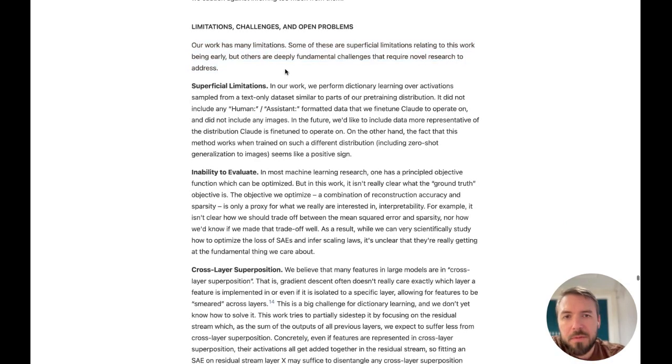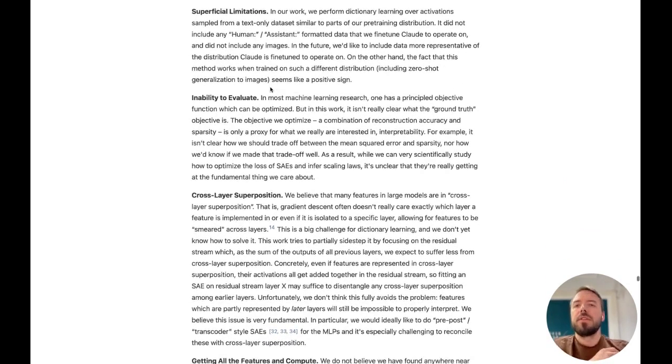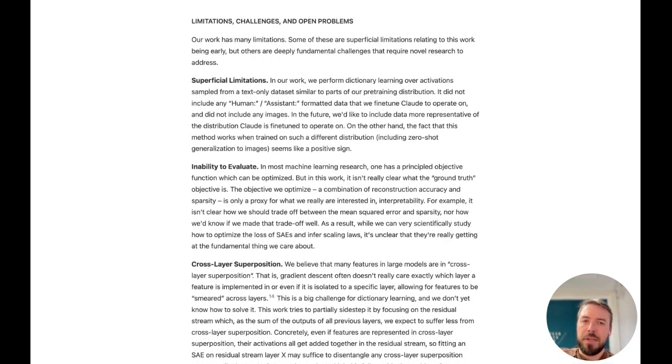Our work has many limitations. Some of these are superficial limitations relating to this work being early, but others are deeply fundamental challenges that require novel research to address. So, superficial limitations. In this work, we perform dictionary learning over activations sampled from text-only datasets similar to parts of our pre-training distribution, and did not include any human-assisted formatted data that we fine-tuned Claude to operate on, and did not include any images. In the future, we'd like to include data more representative of the distribution Claude is fine-tuned to operate on. On the other hand, the fact that this method works when trained on such a different distribution seems like a positive sign. Again, I really wonder if they're doing something like CLIP, but they must be.